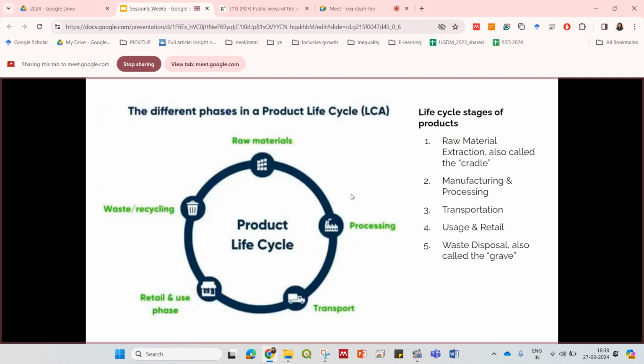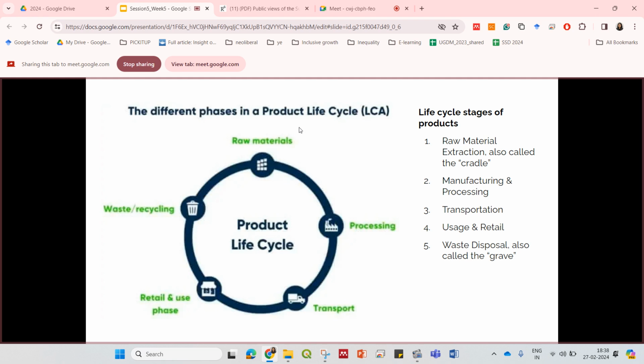So cradle to cradle and cradle to grave life cycles vary in the way that one focuses on circular economy or reuse and recycling of particular products, and another follows the way where raw materials are used to make the product, and at the end of the life cycle it is disposed and can't be reused or recycled further.